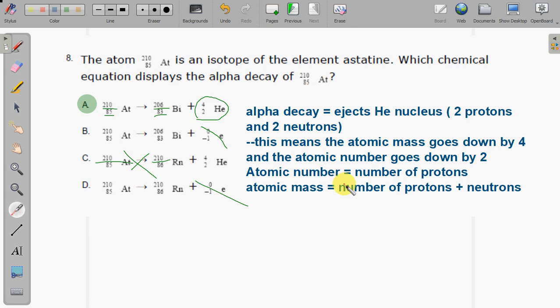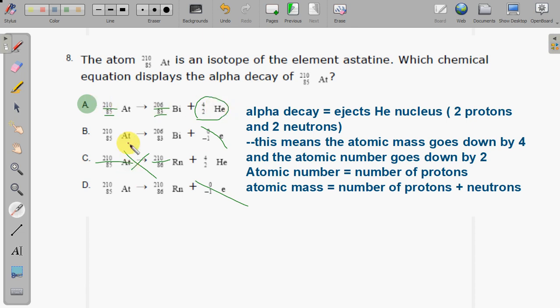All right. So when we look at this, alpha decay ejects a helium nucleus, which is made of 2 protons and 2 neutrons. That means the atomic mass will go down by 4, the atomic number will go down by 2. So if we look here, this mass went down by 4. Yay! Atomic number went down by 2. And there's the helium nucleus. So that's a good answer right there.